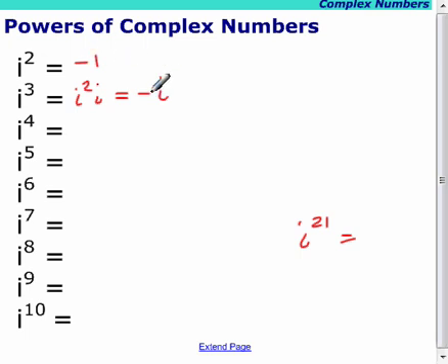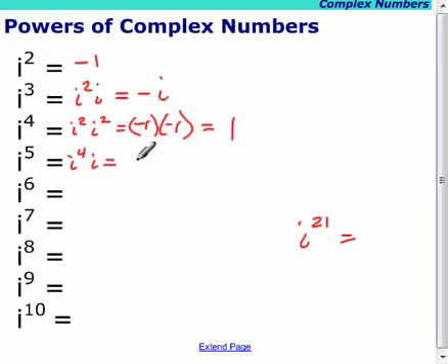Watch the pattern. Negative 1, negative i. i to the 4th is the same thing as i squared times i squared. i squared is negative 1, so negative 1 times negative 1 is equal to a positive 1. Any pattern yet? Yeah, maybe. i to the 5th is the same thing as i to the 4th times i. i to the 4th is 1, so i to the 5th is just 1 times i, or i.